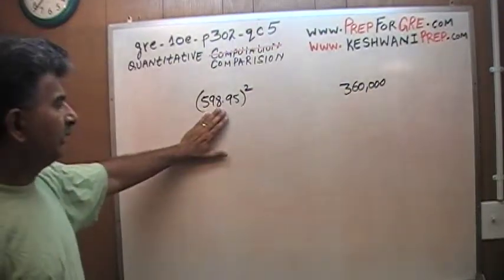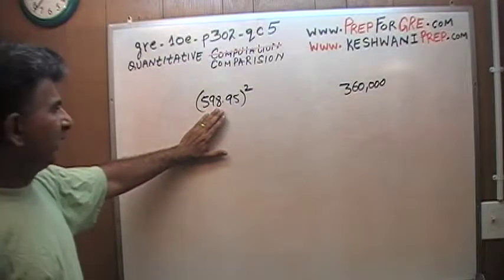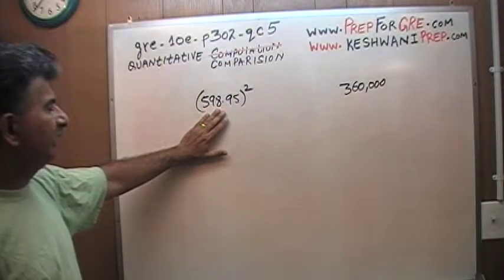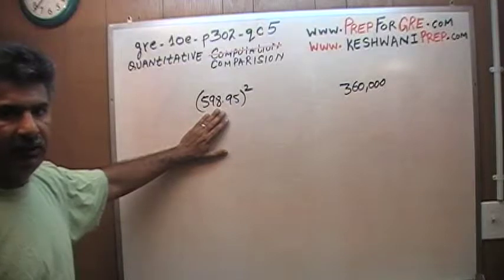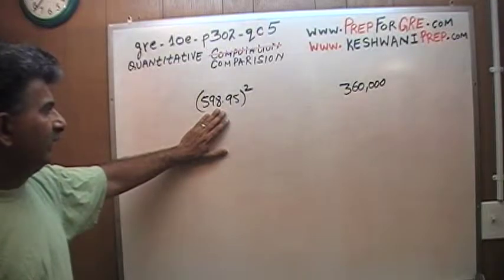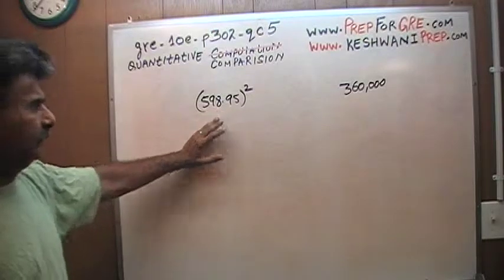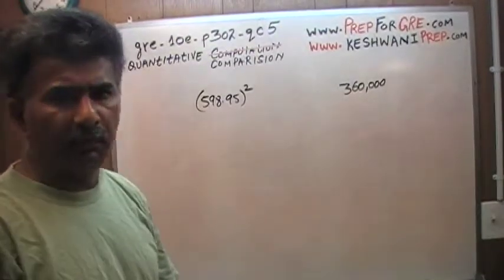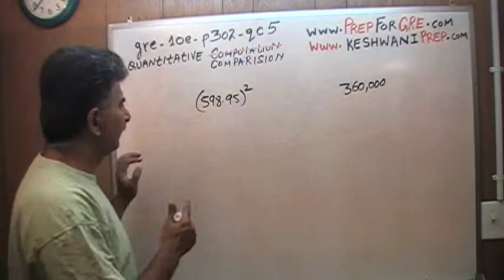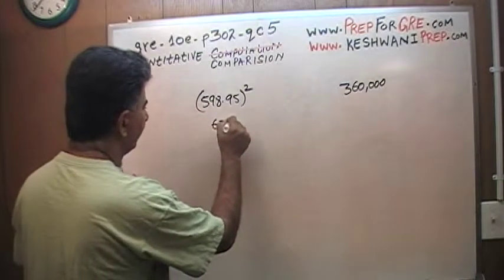So in order to compare them, let's make our life simpler. I'm going to pretend this is 598.95. I've seen many people actually sit there and multiply 598.95 by itself. It will take you forever. Don't compute the bloody thing as I told you. Compare it. Let's just pretend that this is 600. So what is 600 times 600?